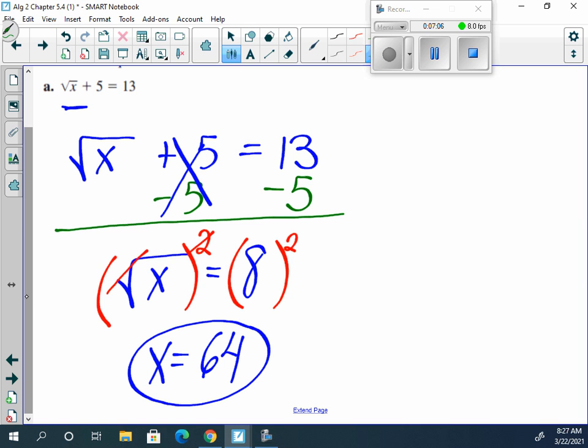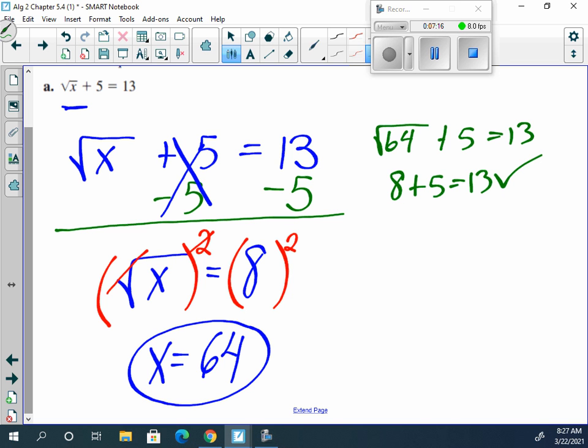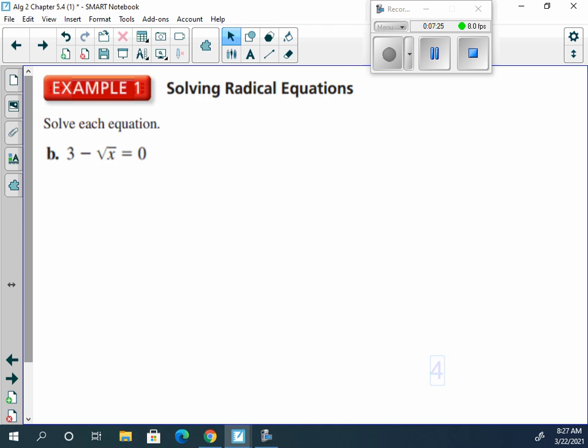And if we wanted to check it, we could do the square root of 64 plus 5 equals 13. Well, the square root of 64 is 8. And 8 plus 5 is 13. Okay. Let's look at another one here.